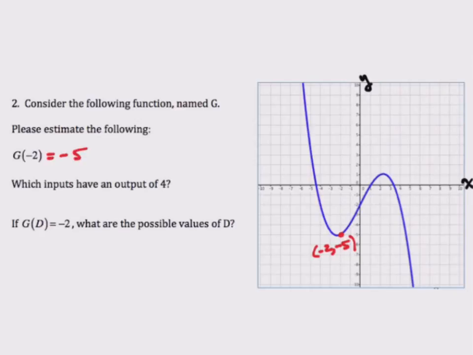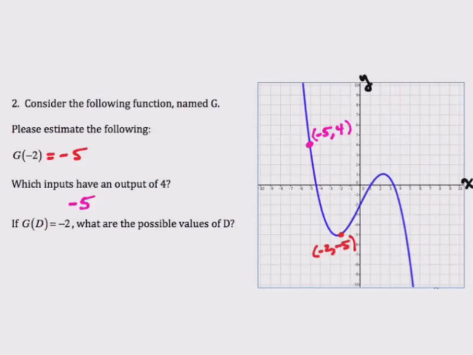Which inputs have an output of 4? So let's go ahead and find 4 on our output axis and see if there's a point there, and there is. It appears that for an input of -5, we have an output of 4. Here's the point (-5, 4), and so we just say -5 is the input that has an output of 4.